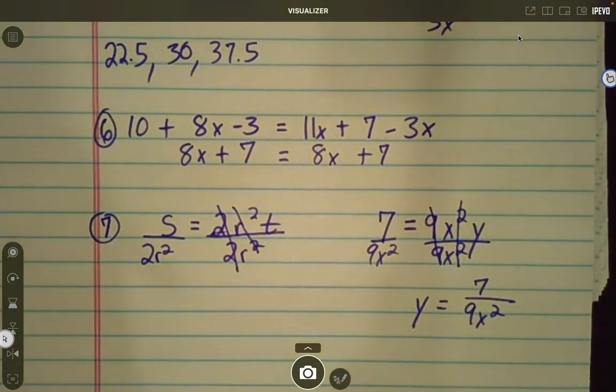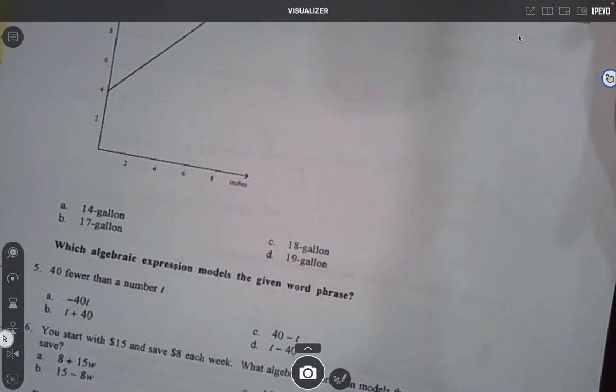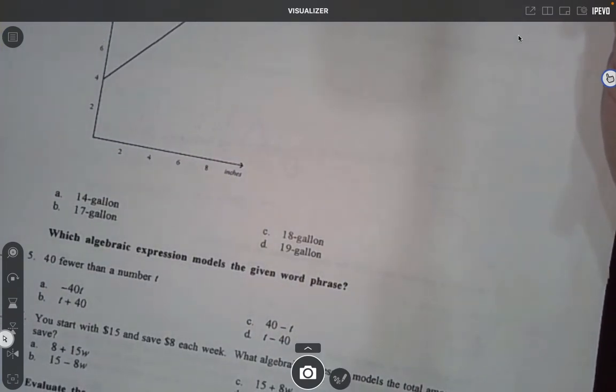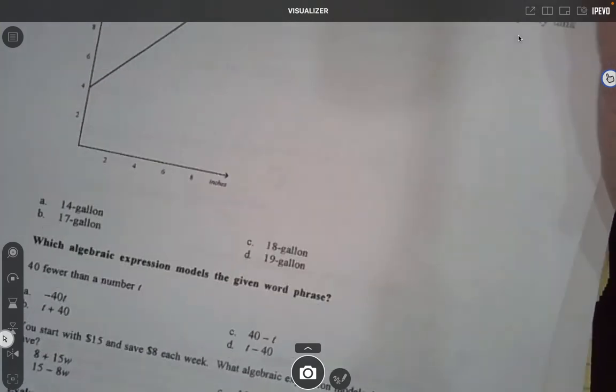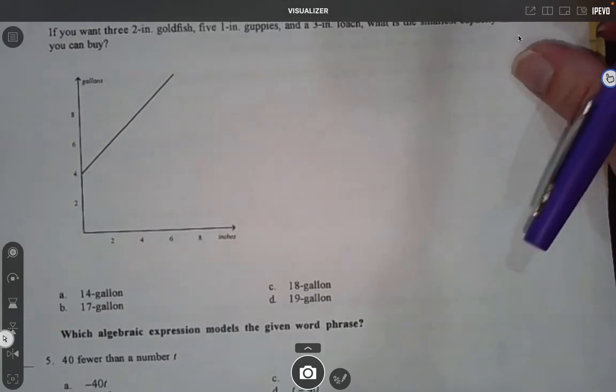Okay, let's see what's next. Is there one like this on the quiz? I think I got 2 different quizzes, so let me make sure. No, but we're still doing this, okay? Because there is one like this on the test.